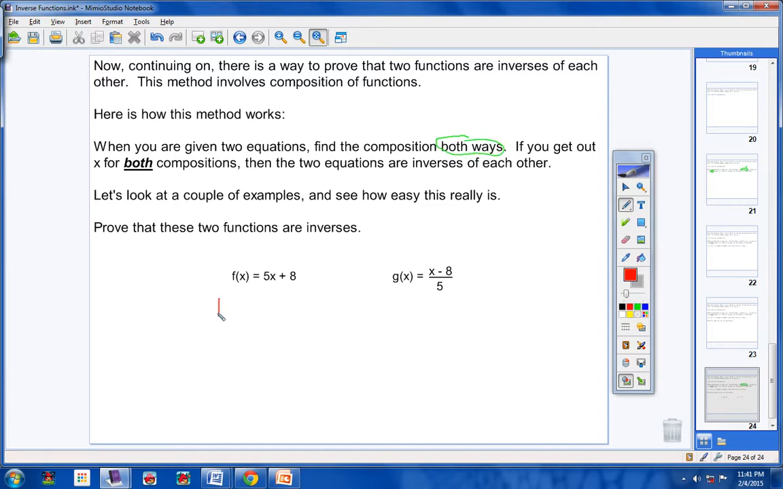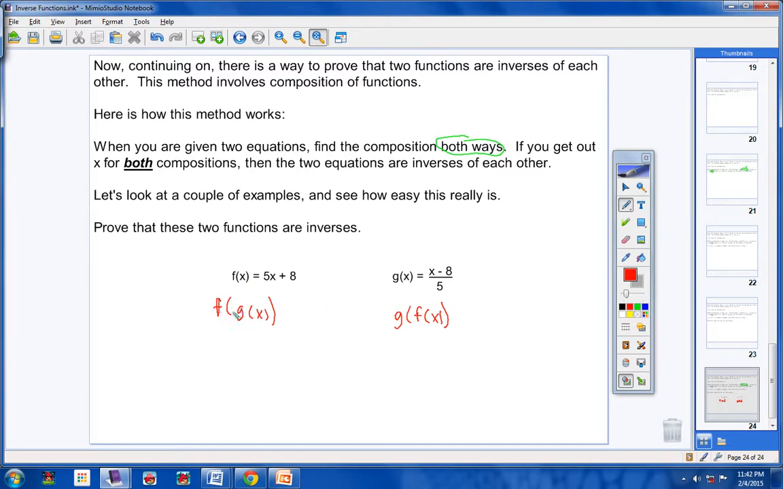We're first of all going to find this composition, f of g of x. And then when I say both ways, then you're going to come over here and find the composition g of f of x. You must do both, and you must get out x for both of them. Okay, let's start with this one here. Okay, I'm telling you, these are both inverses, so prove it.